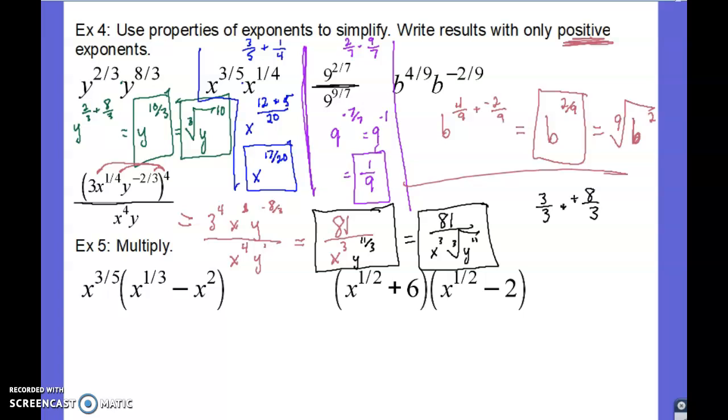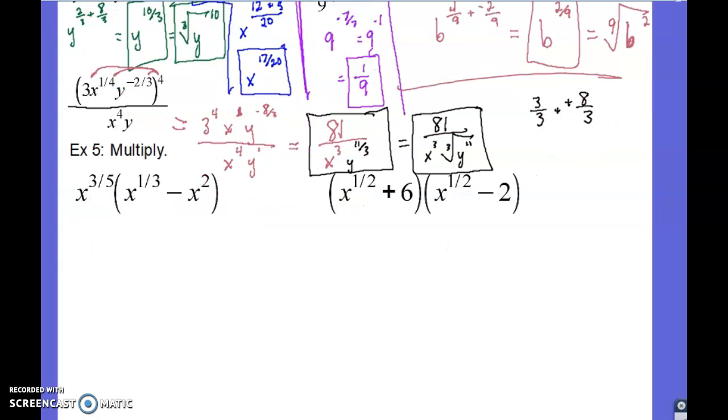Alright, so this is where we left off in 7.2 in the first video, just continuing on with the distributive property. As we do this with rational exponents, just make sure that you're aware that multiplying with the same base means that you add the exponents.